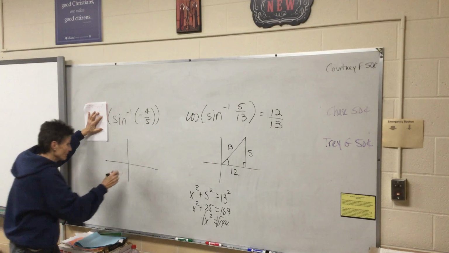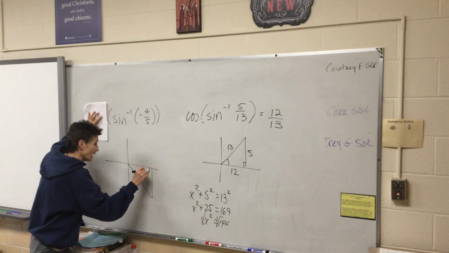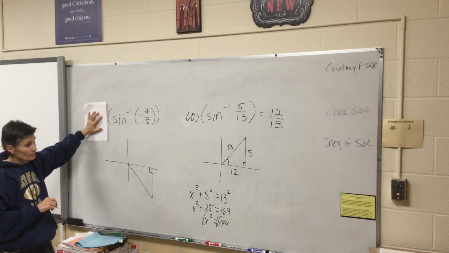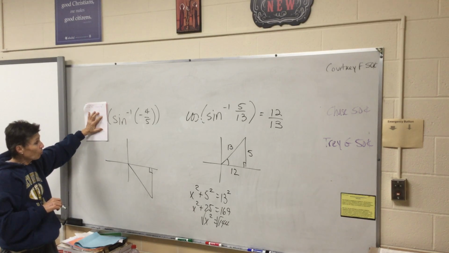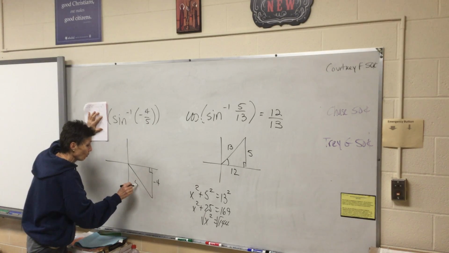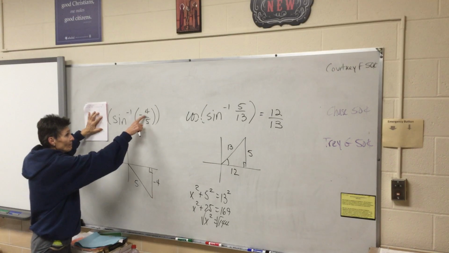4. Yep. Those are our rules, guys. I know you don't have them memorized yet, but you should have them written down. So we're going to draw this angle in quadrant 4. We know the opposite is negative 4 and the hypotenuse is 5. That's what it says, opposite over hypotenuse, sine.